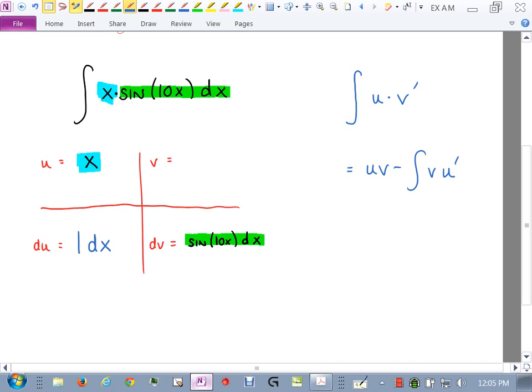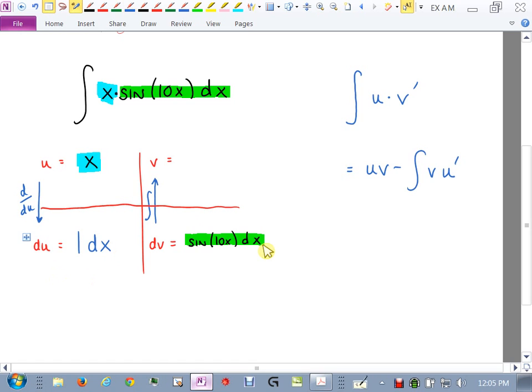Now, to go from dv up to v, what operation do I have to do? Integration, right? Coming down was differentiation. Going up this table is integration. So going up from here to here, I'm going to put an integral sign there, okay? Going down from here to here is the du, right? I'm taking a derivative coming down. There I'm integrating.